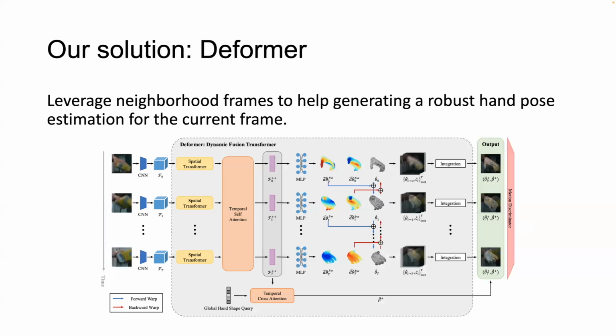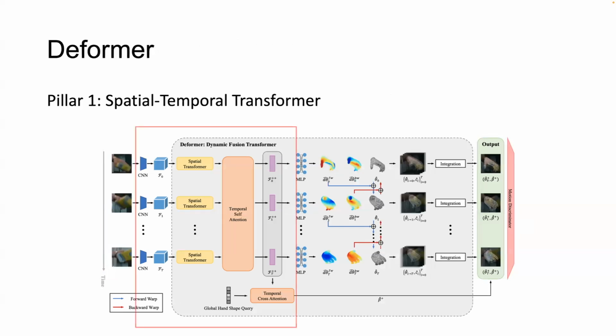To tackle this challenge, we propose Deformer, a dynamic fusion transformer that leverages nearby frames to generate a robust hand pose estimation in the current frame. The first pillar of our method is the spatial temporal transformer, which uses a self-attention mechanism to reason about the feature correlation between adjacent frames. However, as the generation of key and query vectors depends on per-frame features, heavy occlusion or blurring can significantly contaminate them, resulting in inaccurate output.